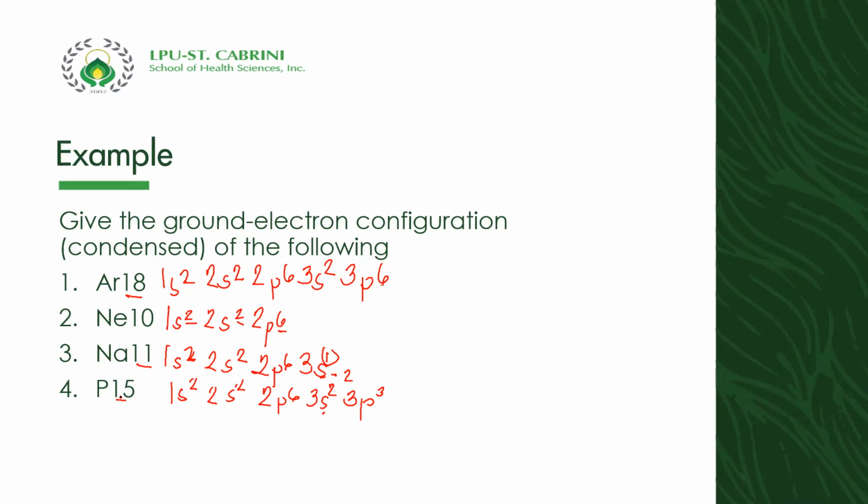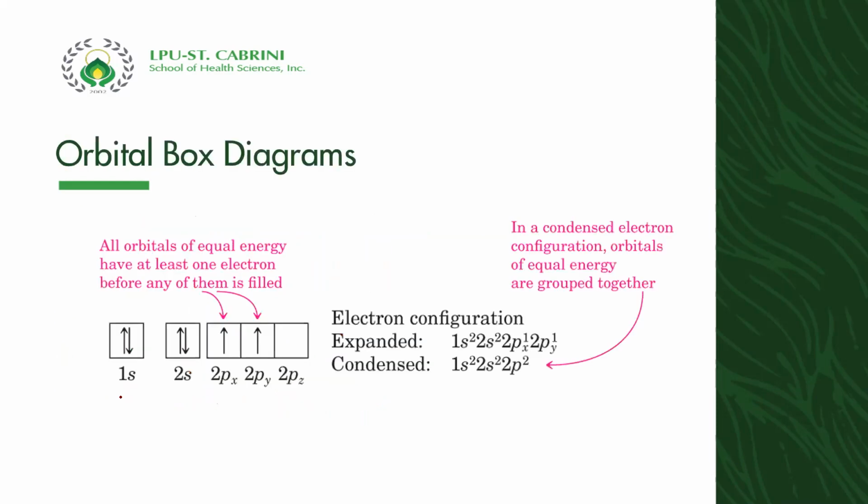So puntahan naman natin yung other way on how are we going to do electron configuration. And that is the orbital box diagram. Orbital box diagram is a representation of the pairing of our electrons in each shell. Okay? I repeat, it illustrates the rule used in electron configuration.